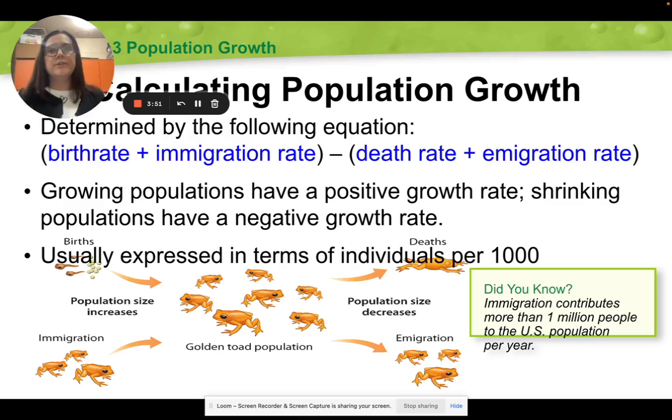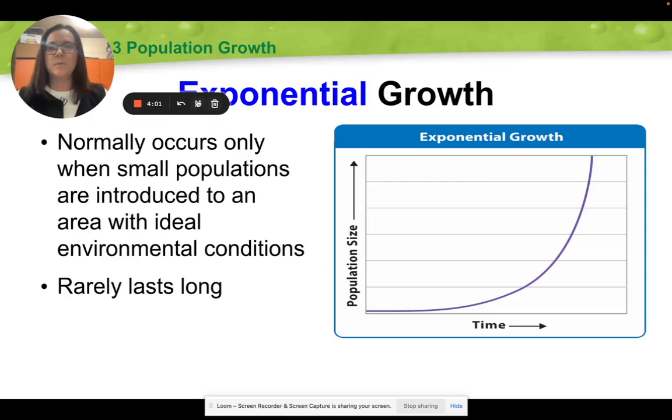Now, we usually will express all of these in terms of individuals per 1,000. So we're not talking total population. We're talking like as a ratio, as a percentage. Okay.